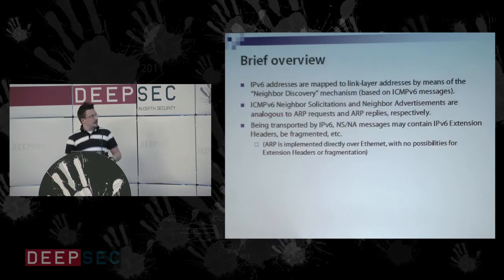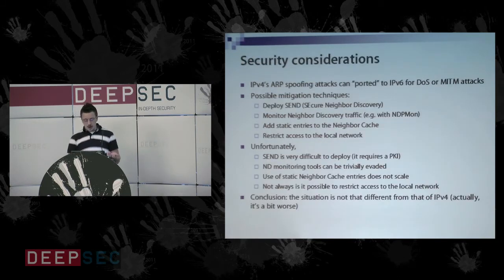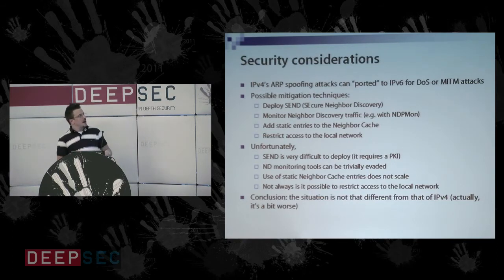A few comments about address resolution. As I said before in the summary, in IPv6, address resolution is performed with a protocol called neighbor discovery, which essentially uses ICMP version 6 messages. It's very analogous to ARP in IPv4. So essentially, you have exactly the same vulnerabilities in IPv6 that we used to have in IPv4. It is complicated a little because ICMP messages can get fragmented and can have extension headers, so the traffic gets more complex and it's more difficult to deploy countermeasures for these attacks.